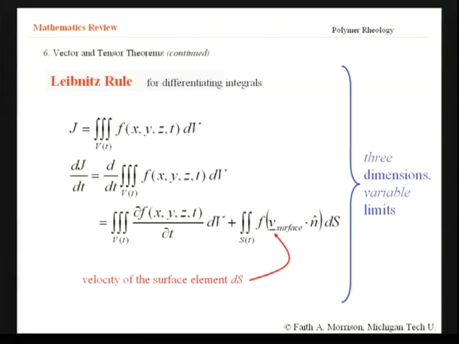But what we can tell from this is if the volume is fixed, then this velocity of the surface is 0, and this term goes away, just like it did for the one-dimensional Leibniz rule. And we see that the total derivative of the volume integral becomes the total integral of the partial derivative. As I said, we're going to use these right away, so you're going to see examples of why I would introduce this rule.